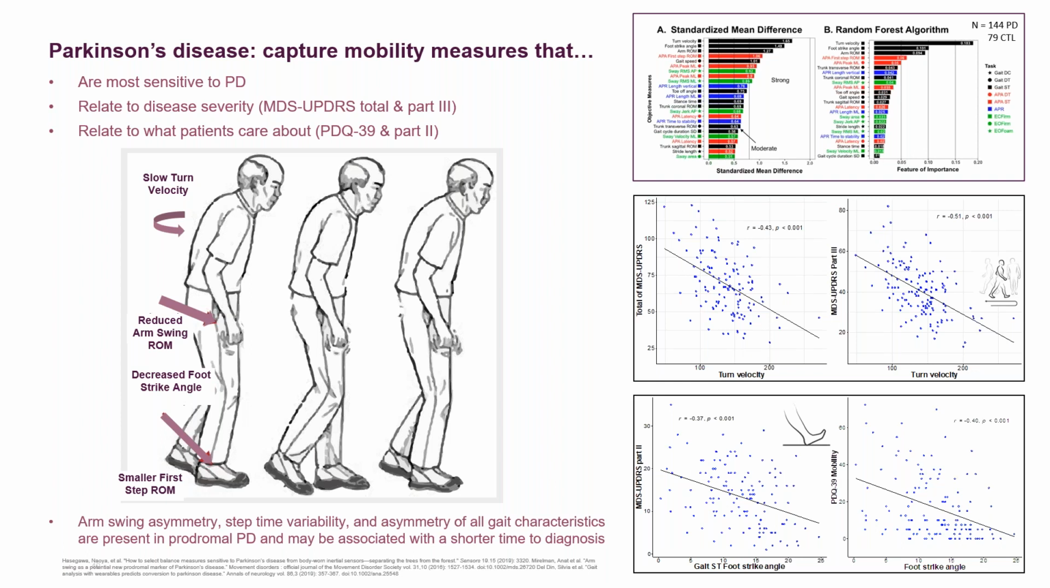And it's also important to look at prodromal stage, and there's evidence that arm swing asymmetry, step time variability, and asymmetry in all gait characteristics are present in prodromal PD. So these are things we want to capture as they may be associated with a shorter time to diagnosis. Okay, next slide, please.